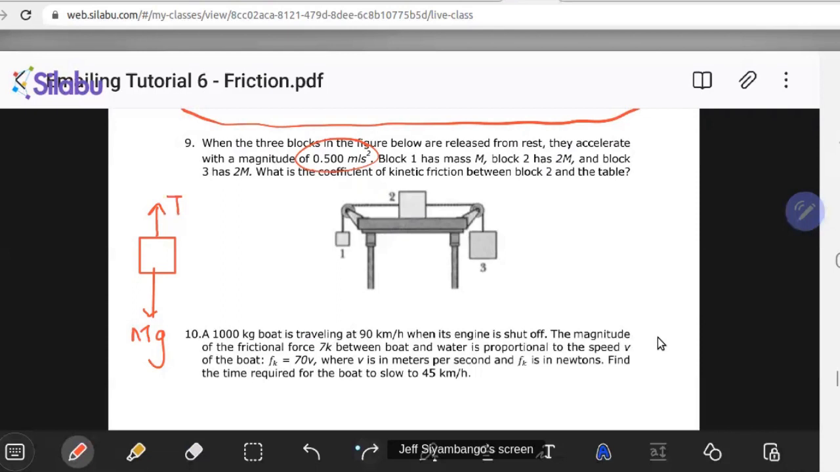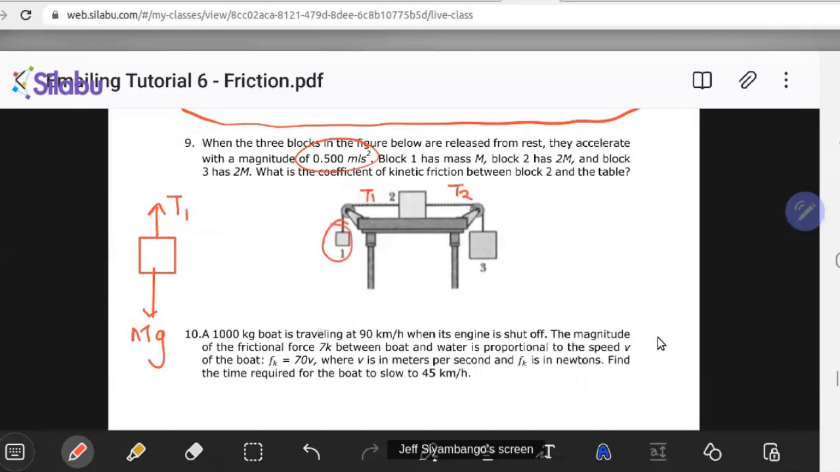Okay, what else is happening here? I can even say that this is T1, so that if this side I have T1, then this side I have T2. Okay, so this is just for block 1.